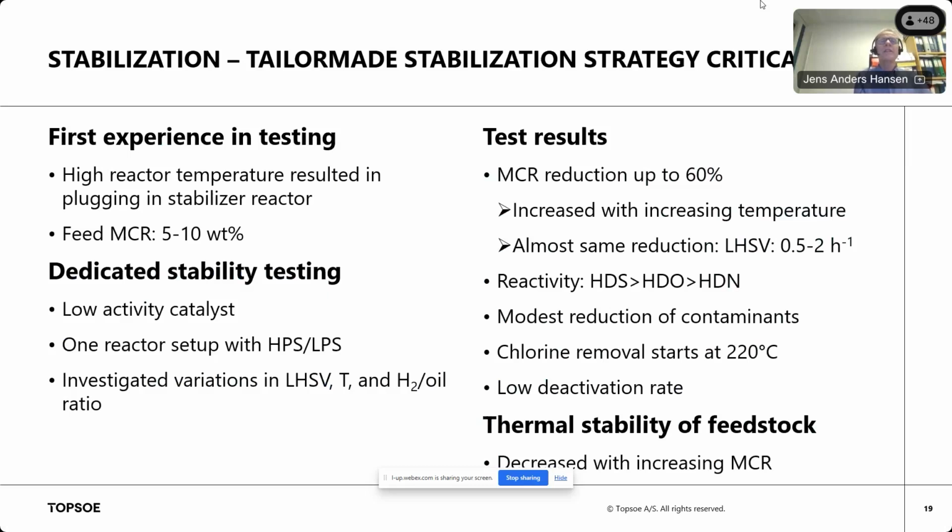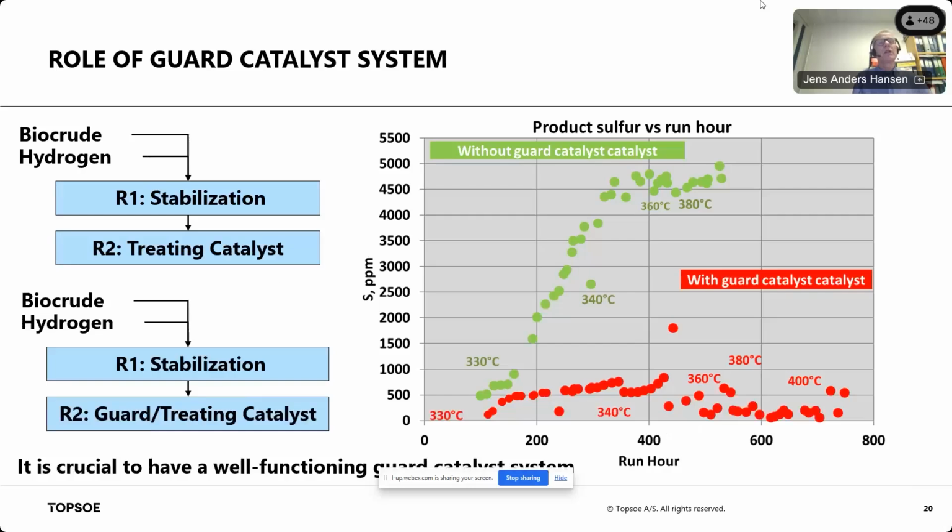We tested different batches, and some batches were easier to stabilize than others. And we could see that if the MCR was high, we have to be a little bit careful about not selecting too high a temperature. So we did a lot of work to figure out how to stabilize it. We collected product from this, and then we looked into hydrotreating.